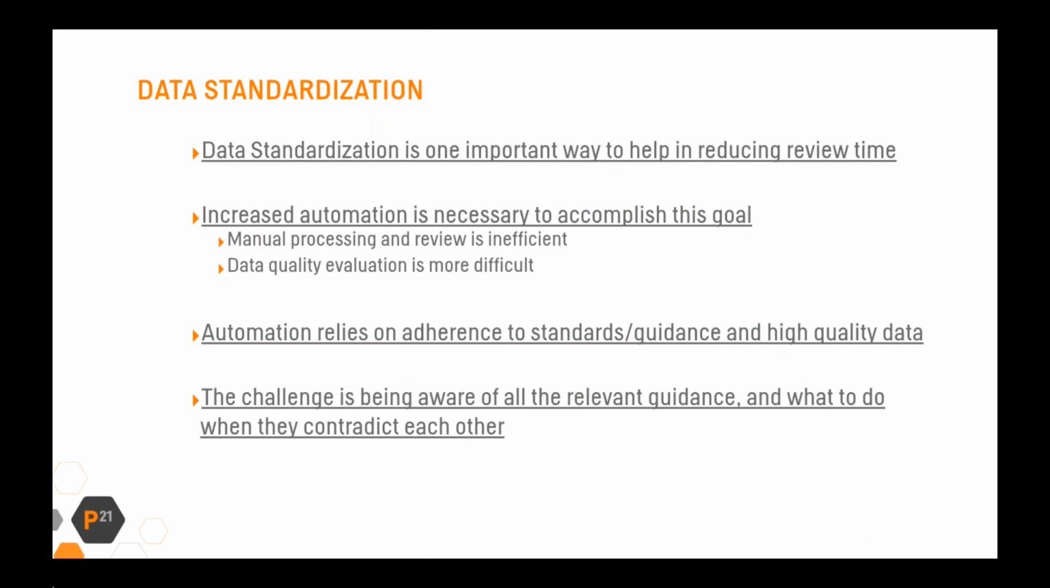One of the most important ways we can do this is through data standardization. The key to reducing processing and review time is really automation. Any manual processing and review of data is inefficient, time-consuming. Evaluating data quality using any kind of manual effort is very problematic as well. To be able to automate processing and review, the data needs to adhere to standards and guidance as strictly as possible. The same data needs to be submitted the same way across the industry. It needs to be free of any kind of major data quality problems as well.